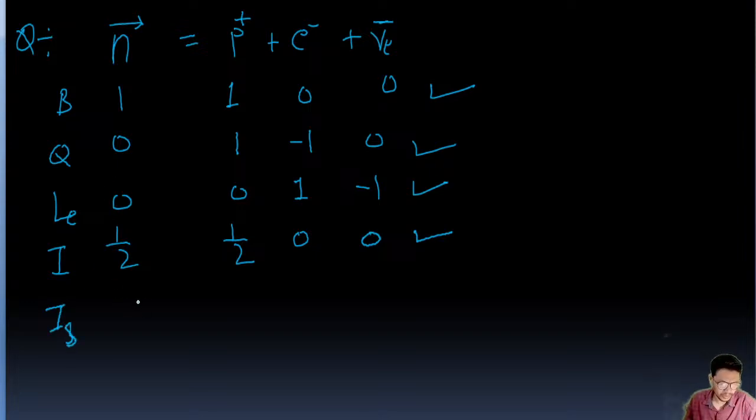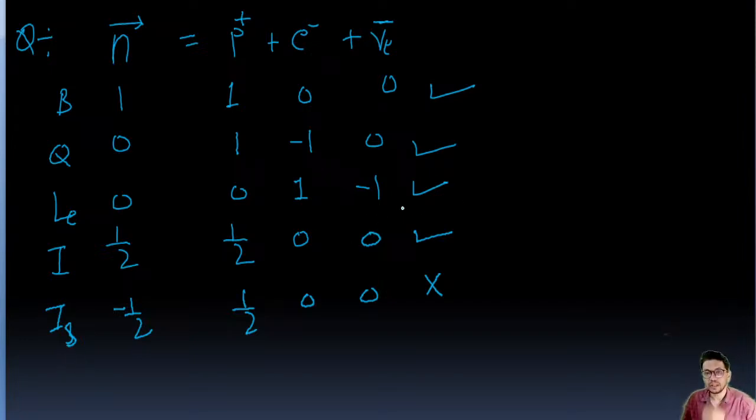I3, you can see this is I3. This is minus 1 by 2 I3. We know, right? For neutron, and for this it is proton, 1 by 2, and this is 0, 0. So this is not conserved, guys. Okay, and so we can see.